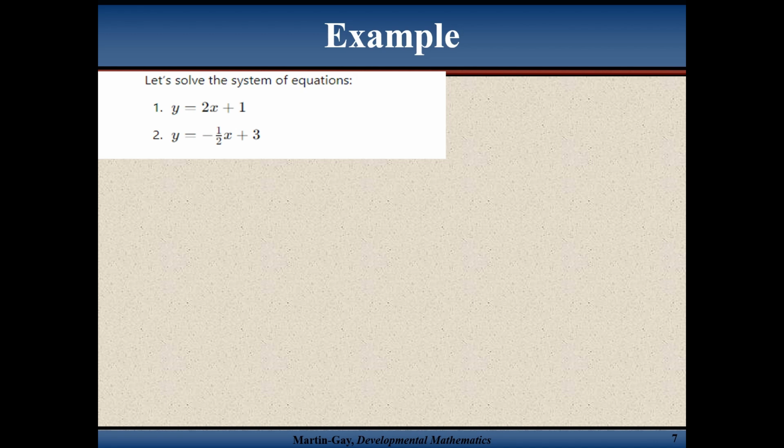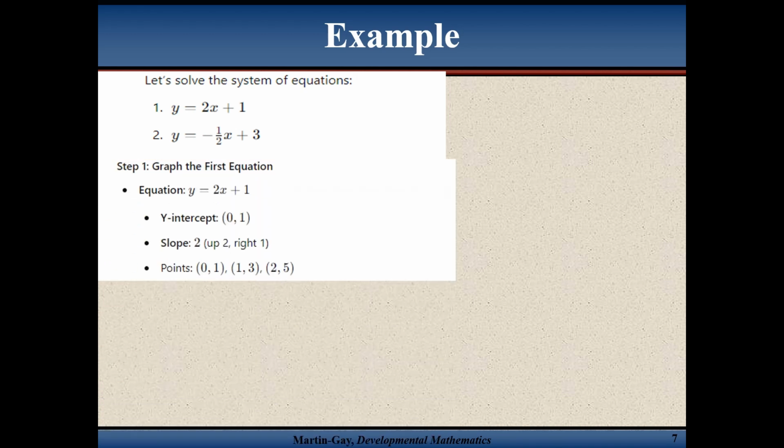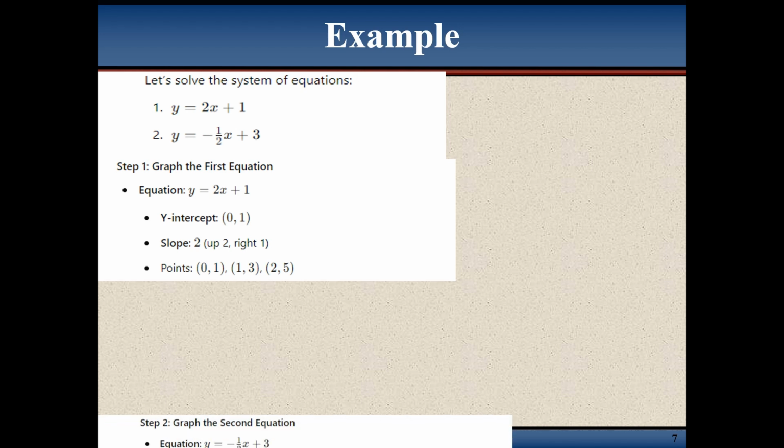So, solve the system of equations: y equals 2x plus 1 and y equals negative 1/2 x plus 3. Step 1: graph the first equation. The equation is y equals 2x plus 1. The y-intercept is (0, 1). The slope is 2, up 2 and right 1. Then the points are (0, 1), (1, 3), and (2, 5).